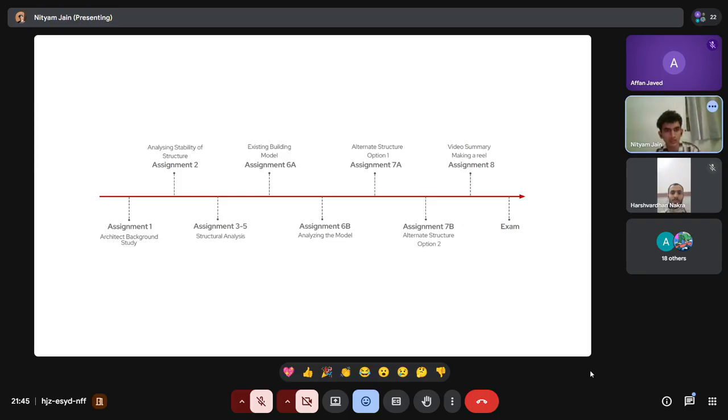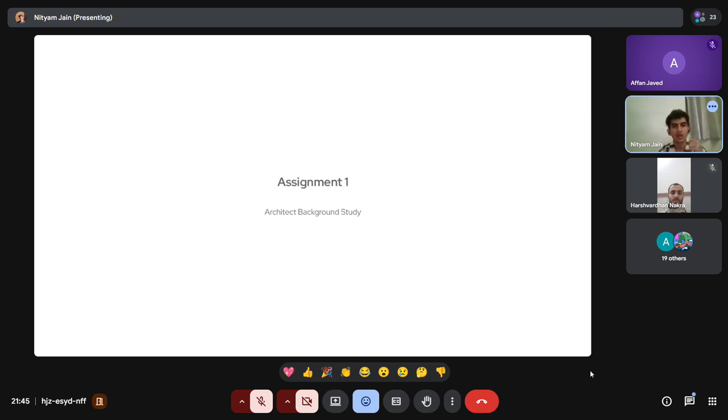This was a simple timeline of the assignments we had designed for the students, which concluded in the final assignment, which I'll be showing. Most of this was done by the junior batch, one year junior to me, so I've given the credits.